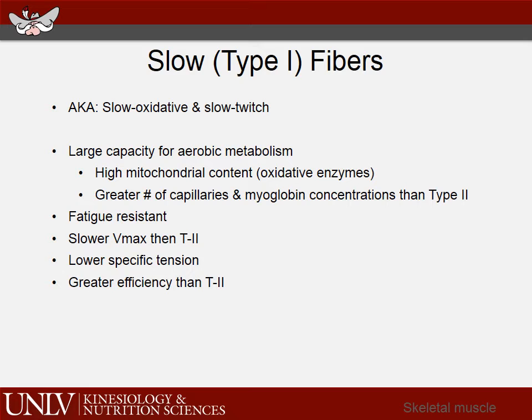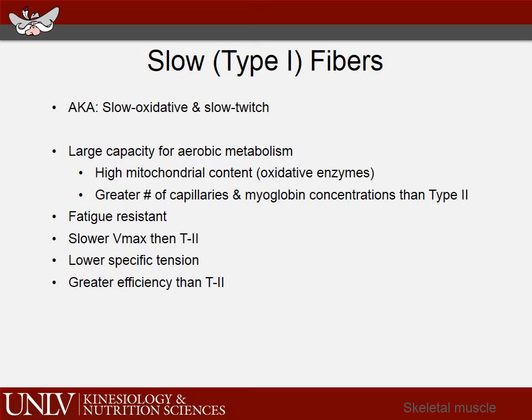But for this class, we'll just call them slow type 1 fibers. They have a large capacity for aerobic metabolism, right? So this comes from their high mitochondrial content. And the reason why the mitochondria are so important is because it's within the mitochondria that you have these enzymes that are so rich in oxidative power that can convert that ATP into energy quite easily and steadily and over a long period of time. They have a greater number of capillaries and myoglobin concentrations than their type 2 counterparts.